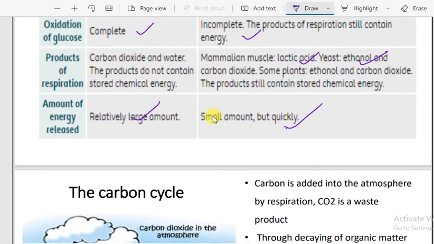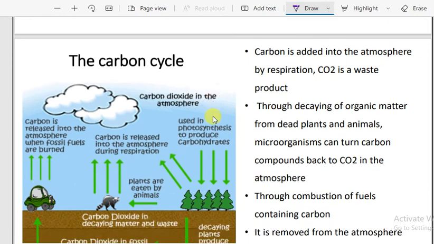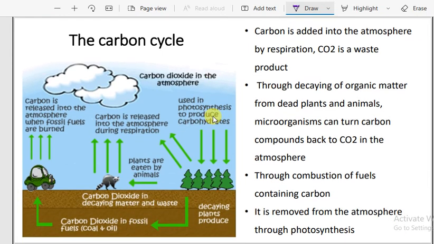So I think I'm going to stop here. Next class, we're going to look at the carbon cycle, and every other cycle that you need to know in your exam. I'll do environmental management, IGCSE, nutrient cycle. I'll do a video on that.